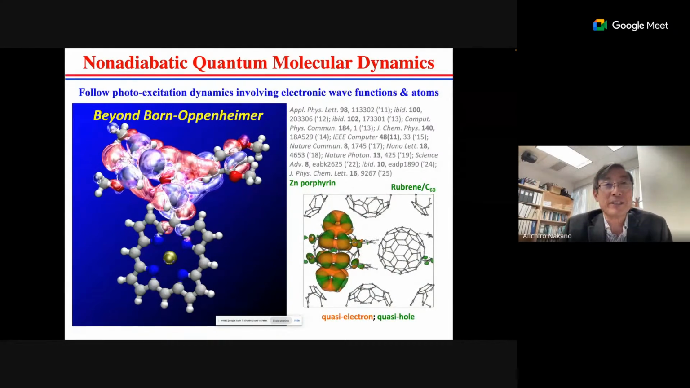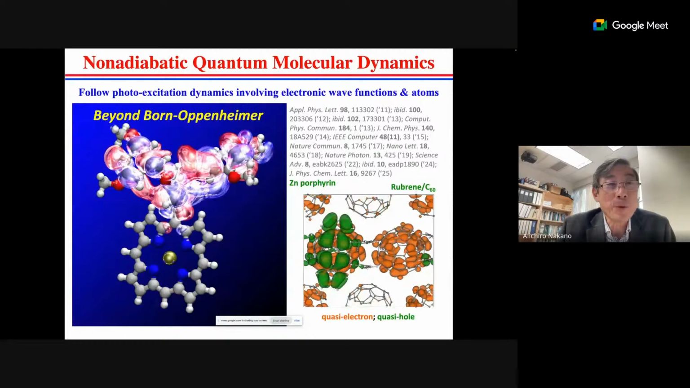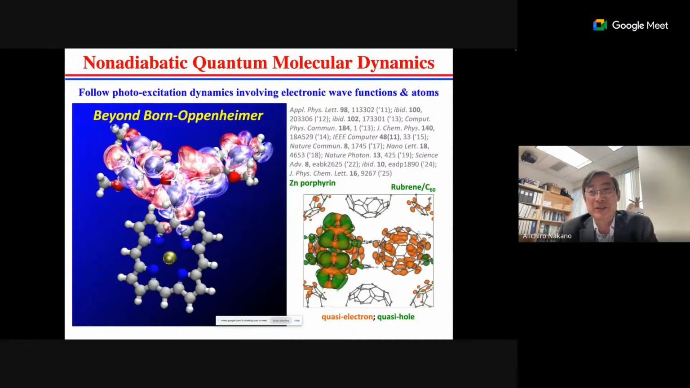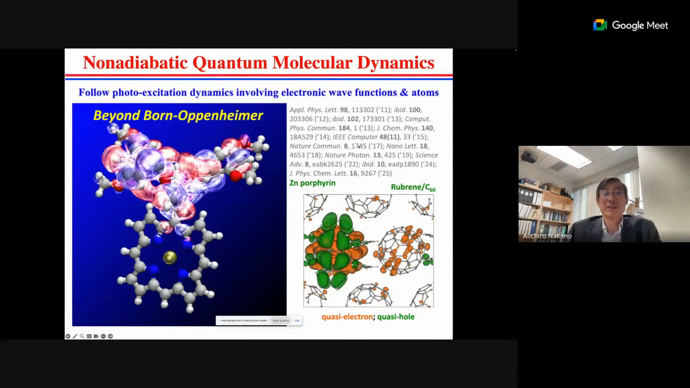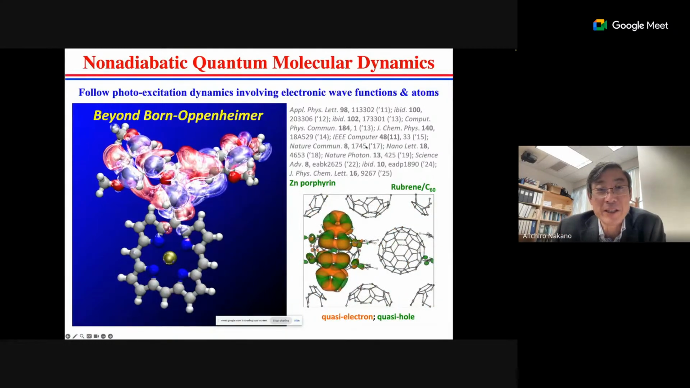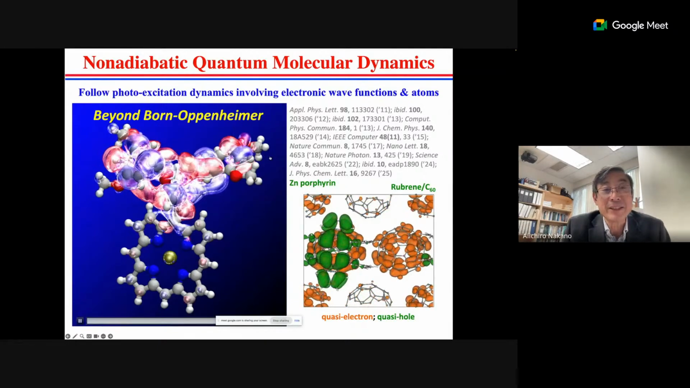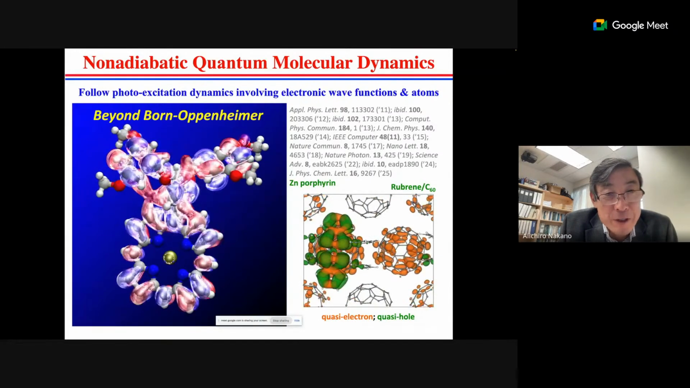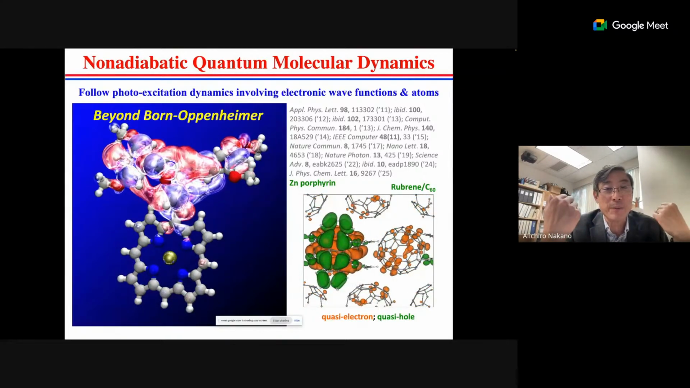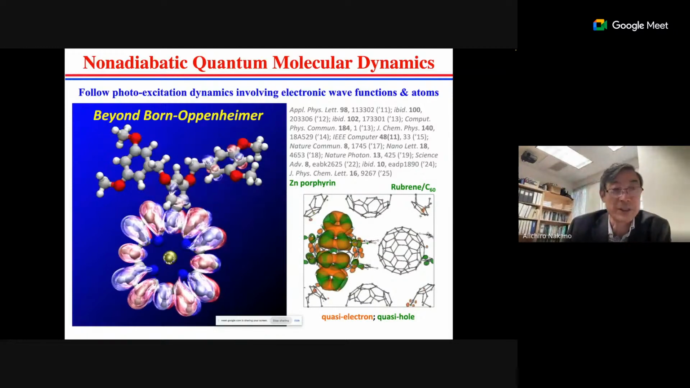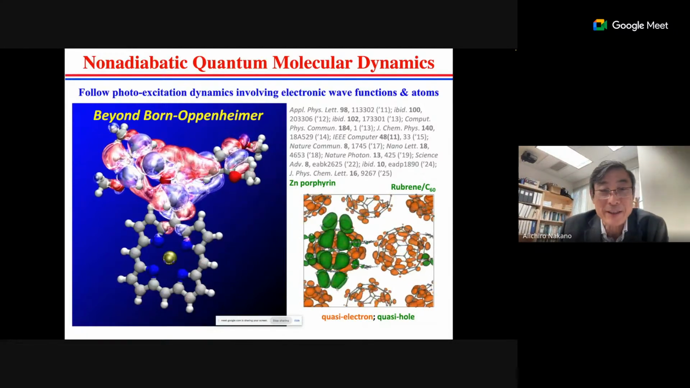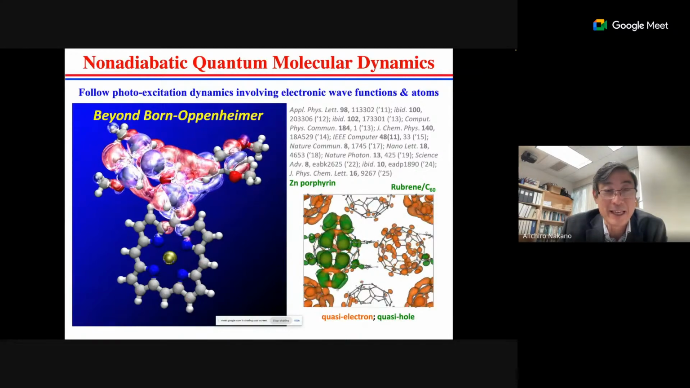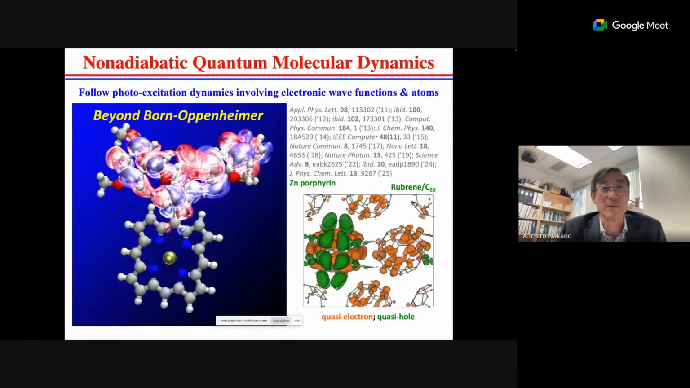In this non-adiabatic quantum molecular dynamics, we follow the photo-excitation dynamics involving electronic wave functions and atoms. We have been doing this for many systems. In this series of publications, the left movie is a so-called light harvesting molecule. The top is the photo antenna, which absorbs the photon and creates an electron-hole pair, and that goes to the bottom, the so-called chemical reaction center. This is basically how plants create energy from photosynthesis, and we are studying that kind of thing with non-adiabatic quantum molecular dynamics.